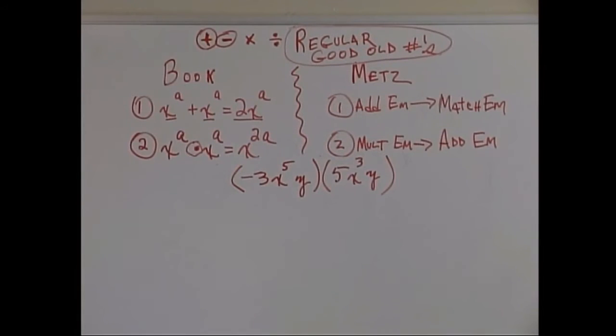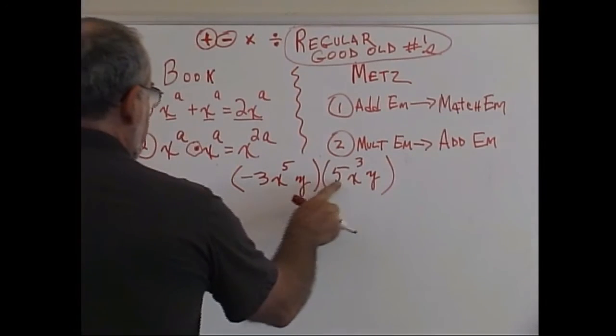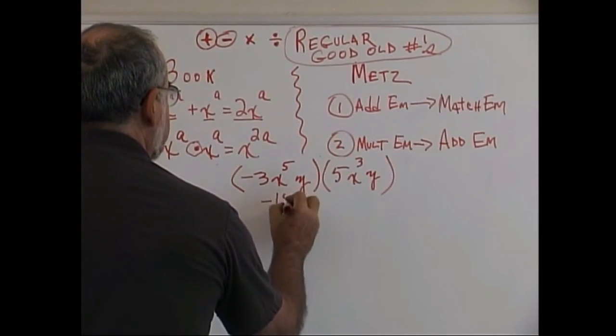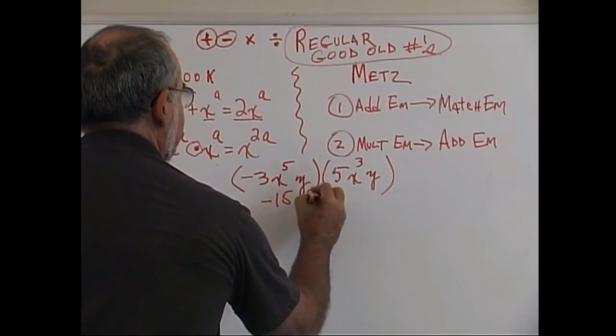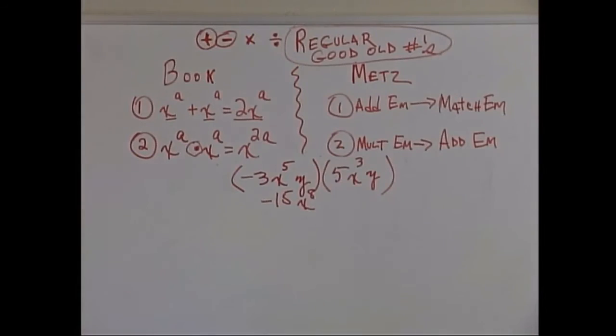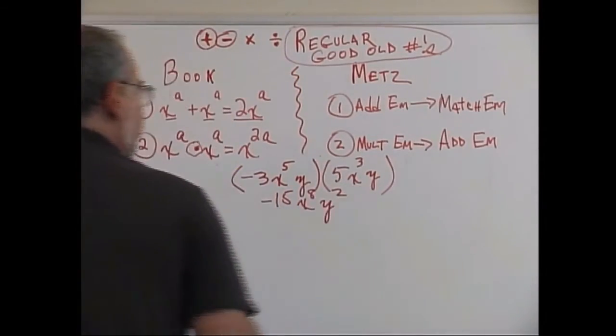Multiply. Well, negative 3 times 5 is a negative 15. Please don't tell me 2. These are regular good old numbers that I'm multiplying, which gives me negative 15. x to the 5 times x to the 3 is x to the 8. Think about it. I want you to see. Tell me what to put next. What do I put for y? How'd you do? Can you yell it out to me? Well, I hope you yell it out. Yeah, it's y squared.